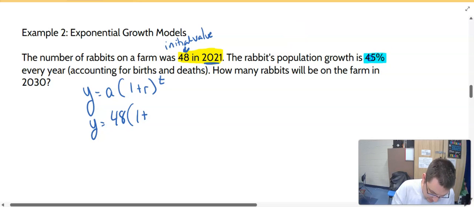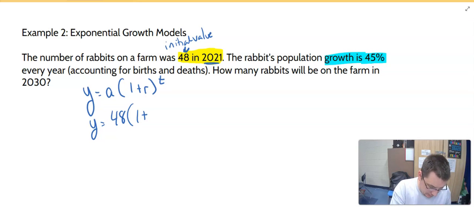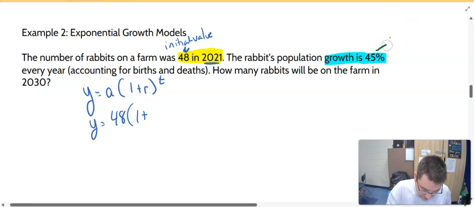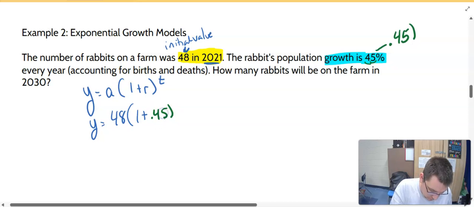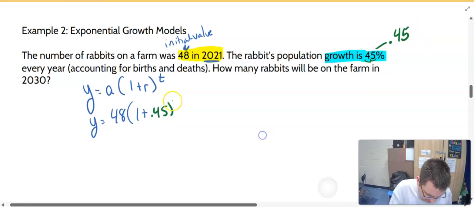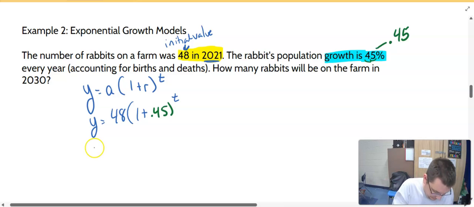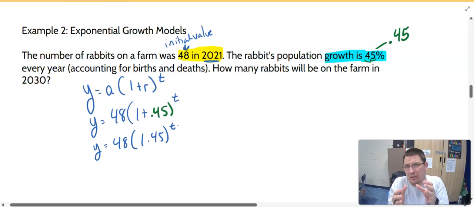And we see that the population growth is 45%. And so we're going to convert that percent to a decimal. And remember, we're going to move that decimal 2 places. In this case, moving it forward 1, 2, and we get 0.45. And so 0.45 will go here. And then we can put the t on the back side, and that would be the equation of it. We can combine together the 1 and the 0.45 and get y is equal to 48 times 1.45 to the t. And that would simplify it down a little bit.